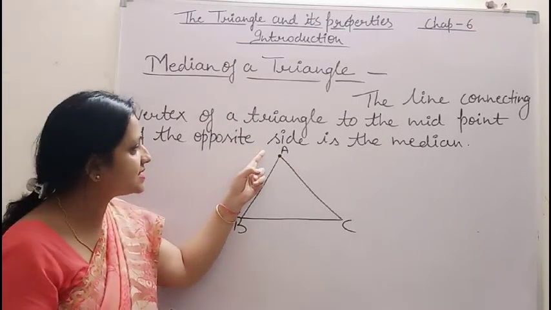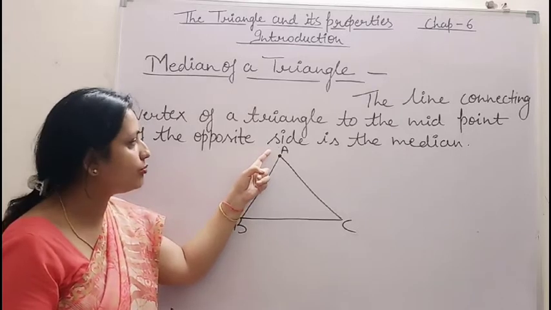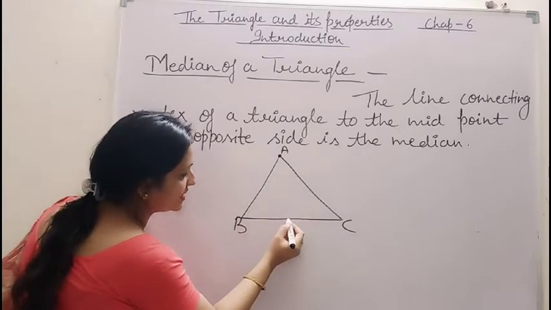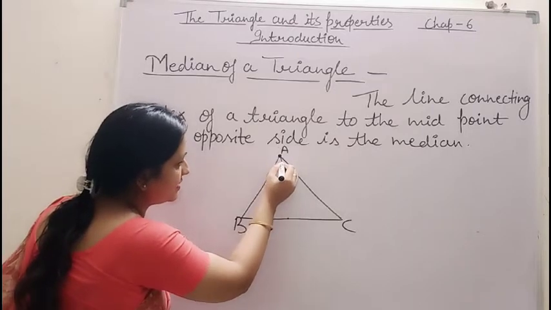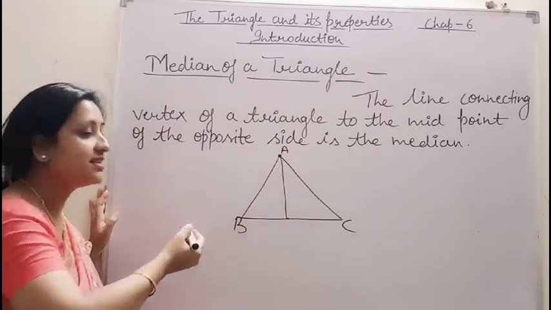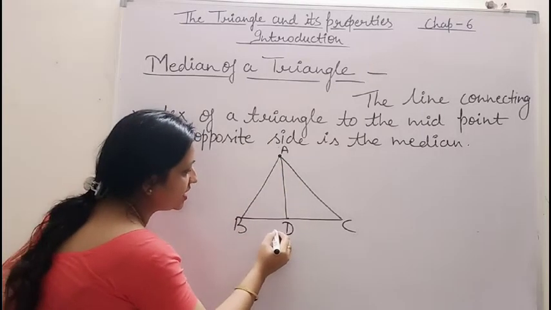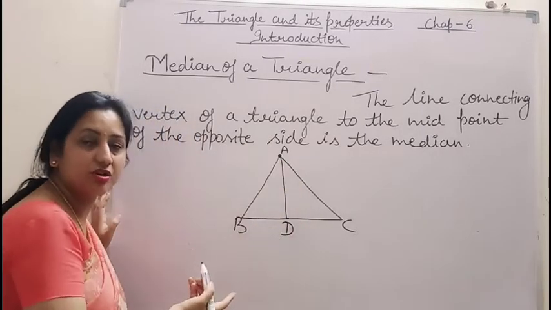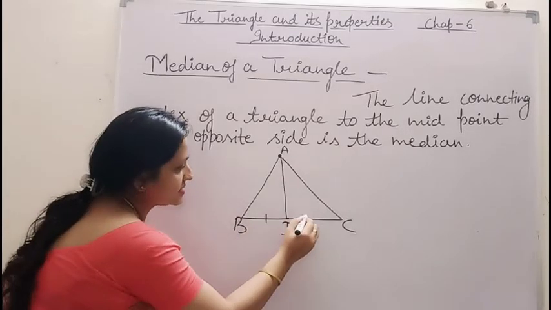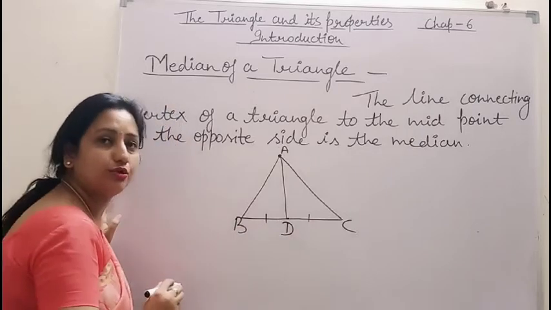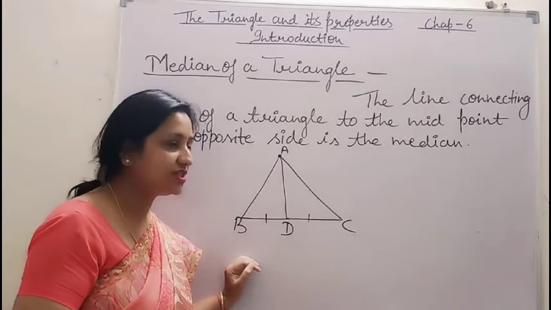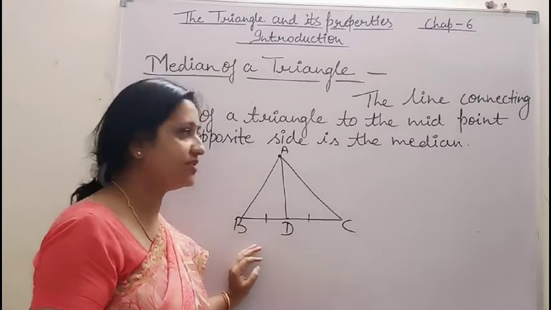As we can see, this is your vertex and the opposite side of this vertex is BC, and suppose the midpoint is this. So we'll join this line. This line is known as the median of this triangle. Give it the name D, and now this line is the median of the triangle. It means BC is divided into two equal parts. This side BD is equal to DC. Similarly, we can draw the median from every vertex of the triangle.